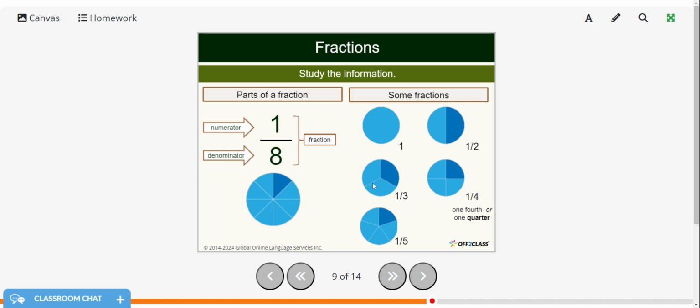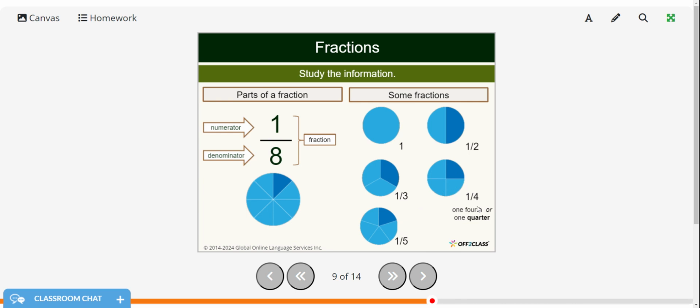Here we have the same circle. This time it's divided into 1, 2, 3 parts. So for this fraction, the denominator is 3. Again, we only have one part shaded in. So we have, again, another 1 on the top. So 1/3.